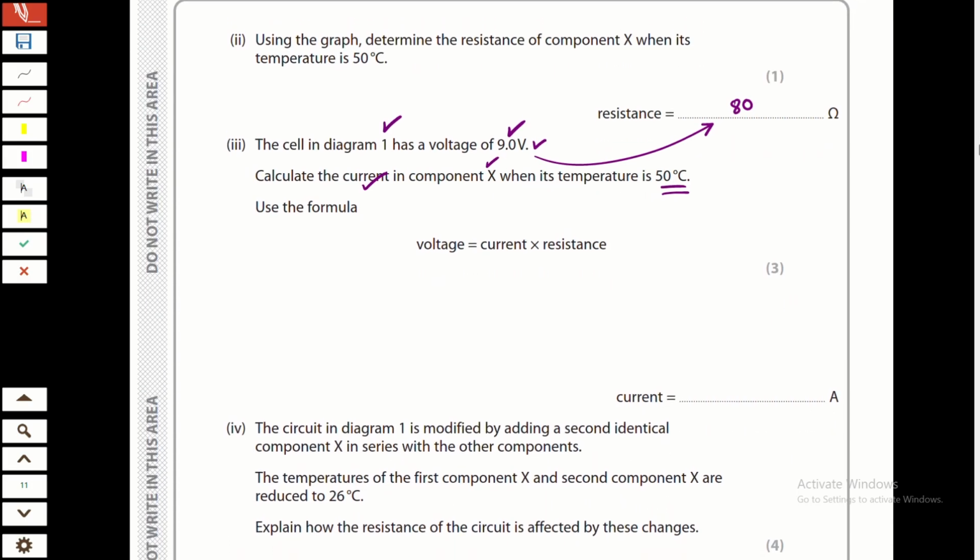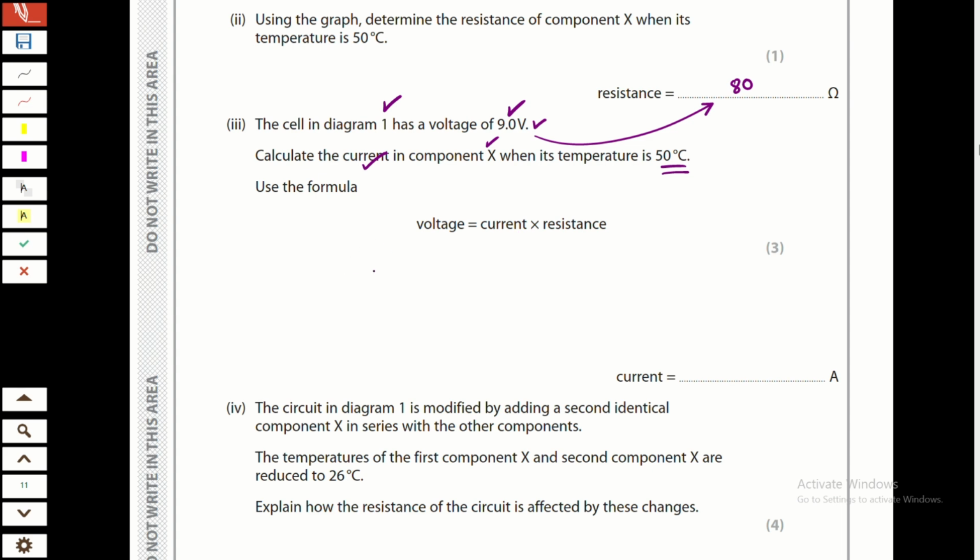So you use the values of voltage and resistance and make the current the subject in this particular equation, and then you will be able to calculate the value of current. Voltage is 9 volts, current is I, the value which we have to calculate, and the resistance is 80. You make I the subject. That gives you 9 over 80, and the value for current would hence be 0.11 ampere.